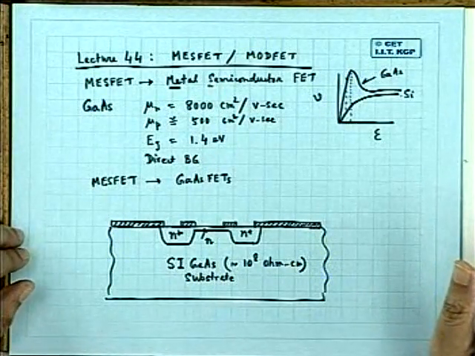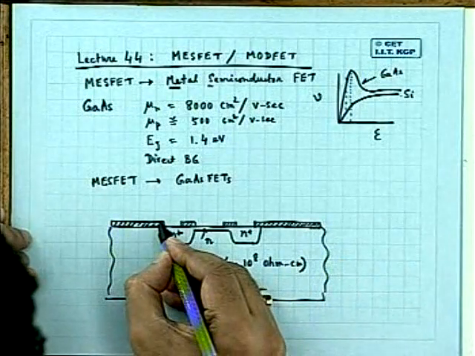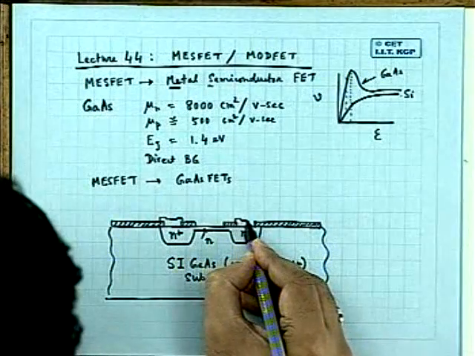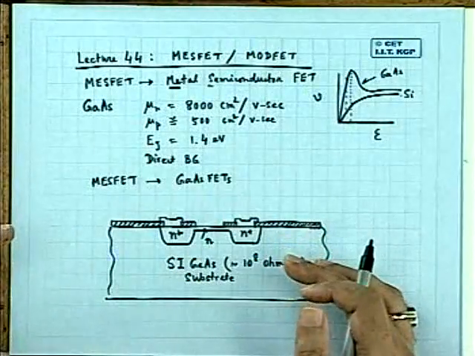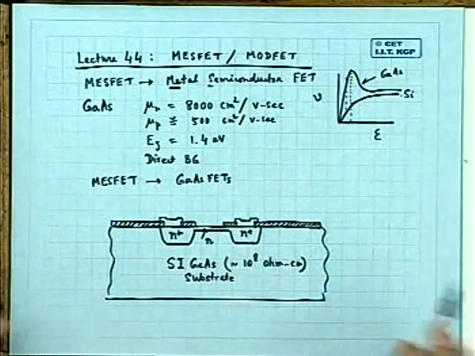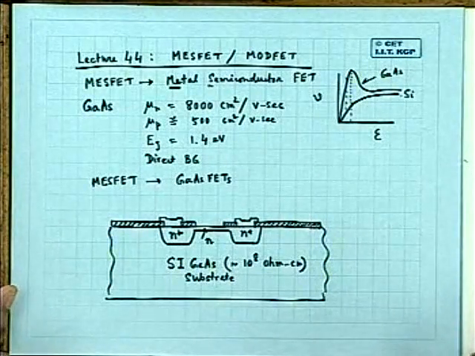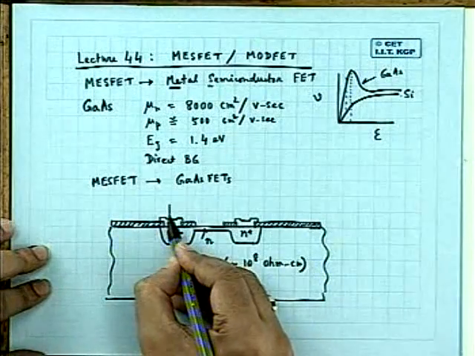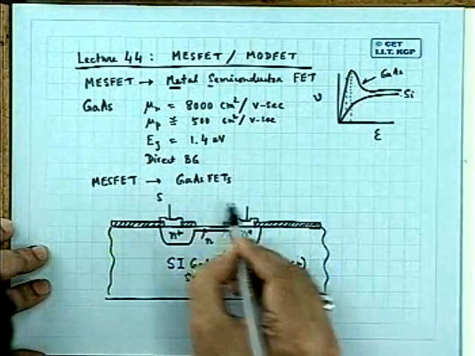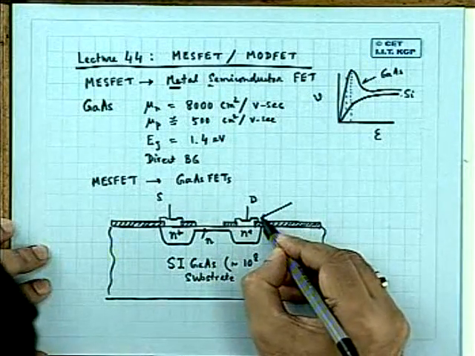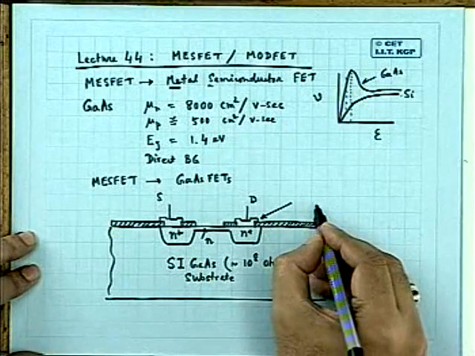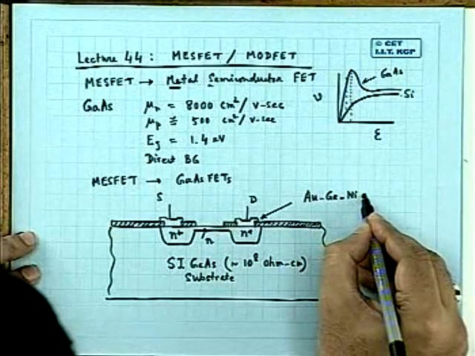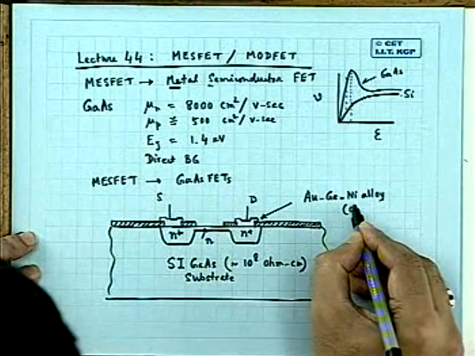Then you use a metal. That means you deposit a metal film and pattern it on the source and drain, and this metal film should be so selected that it acts as an ohmic contact after anneal. So this is source and this is drain, and the metal is typically gold, germanium, nickel alloy, ohmic contact.